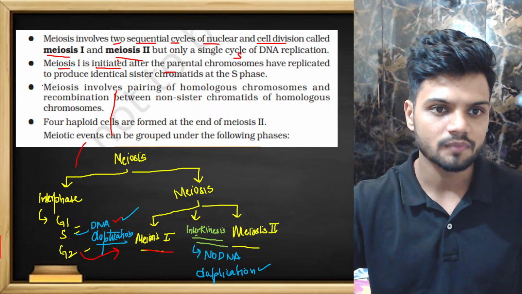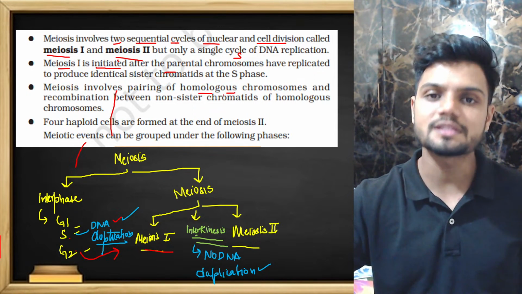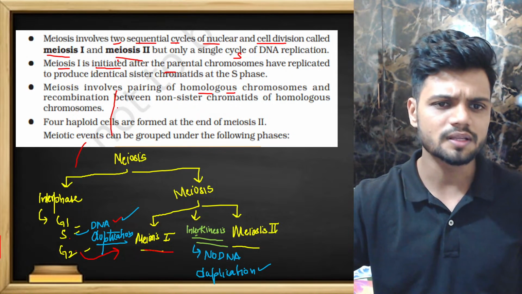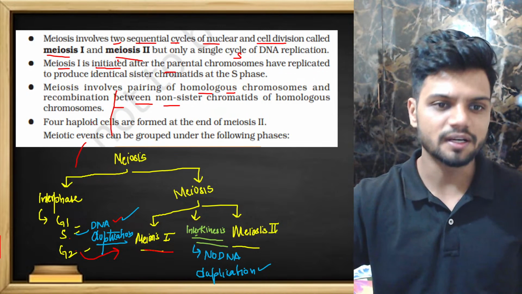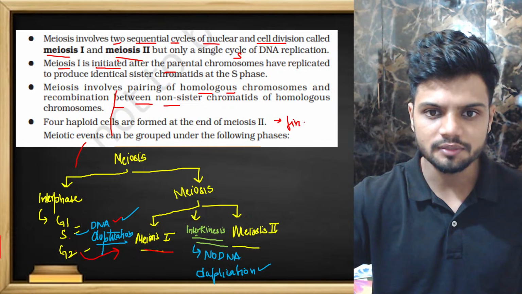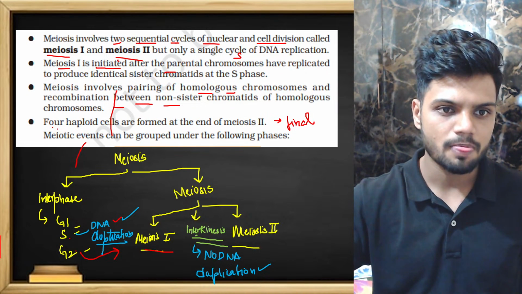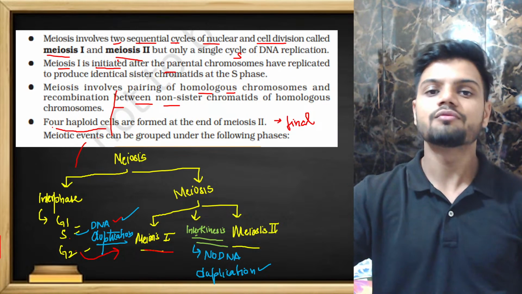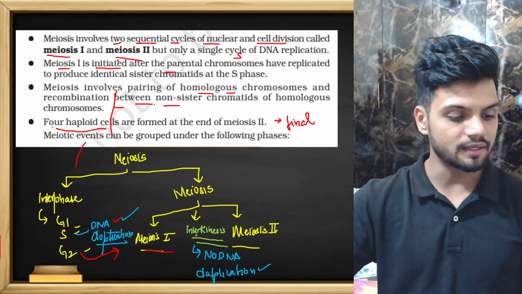Now meiosis involves pairing of homologous chromosomes, which we will see in zygotene. Right? We'll also see crossing over in pachytene. And the final product of meiosis is 4 haploid cells. Any doubt till now? Tell me, students.